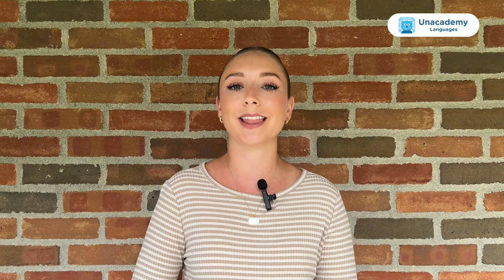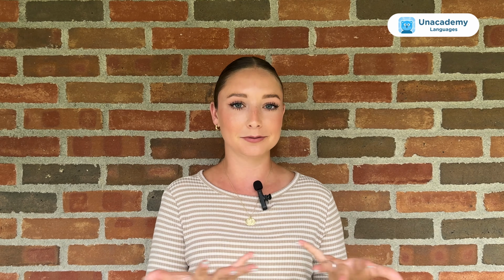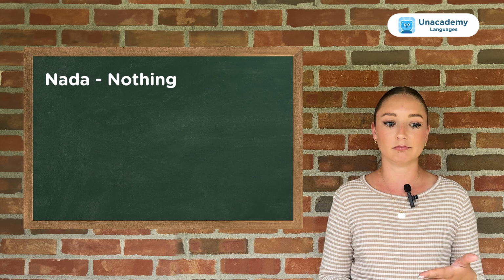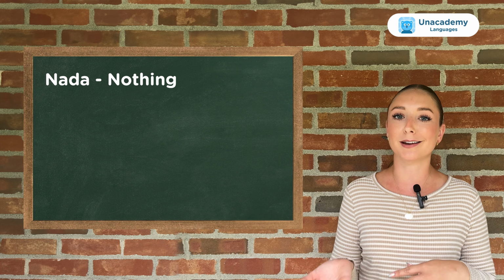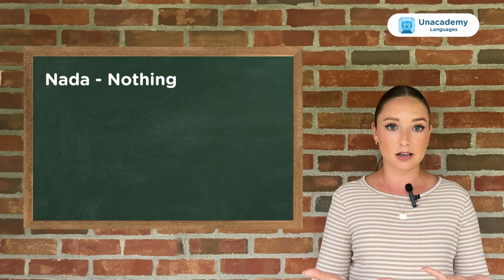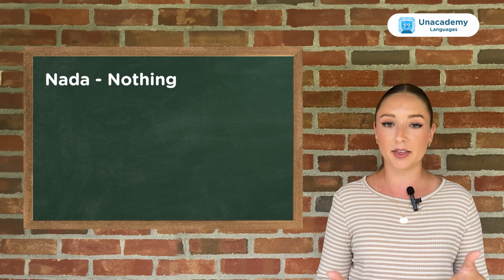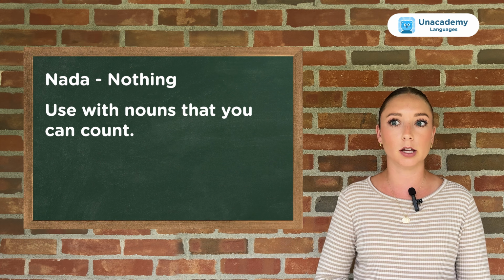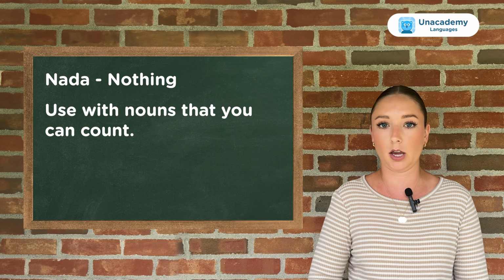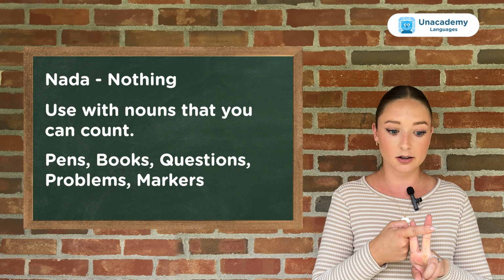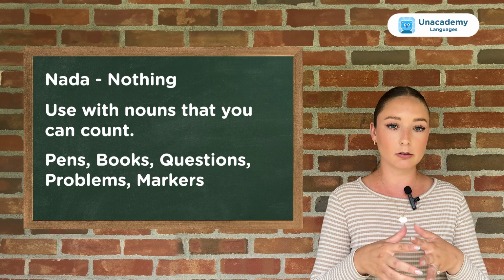We're going to move on to our last two negative words, nada y nadie. So nada means nothing. It literally means nothing. So we use nada when we're talking about things. So I'm saying you use this with nouns that you can count. So you're like, well, what do you mean, nouns you can count? For example, you can count libros, books, pens, markers. You can count all of those things.